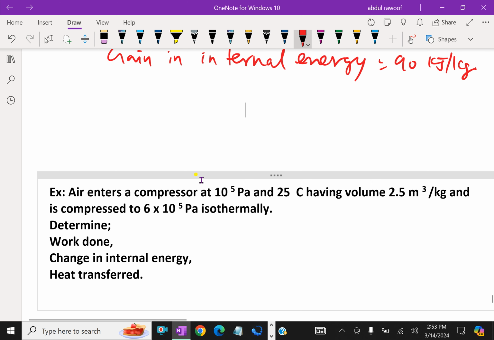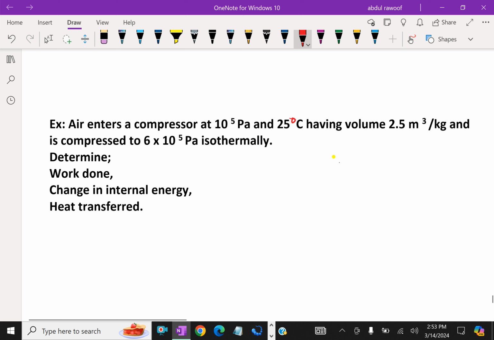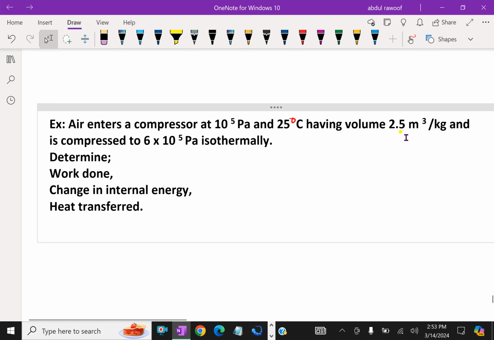Next question. Look here. Air enters a compressor at 10^5 Pascal and 25 degree Celsius, having volume 2.5 meter cube per kg, and is compressed to 6 times 10^5 Pascal isothermally. Determine work done, change in internal energy, and heat transfer. Here, an air compressor is given.